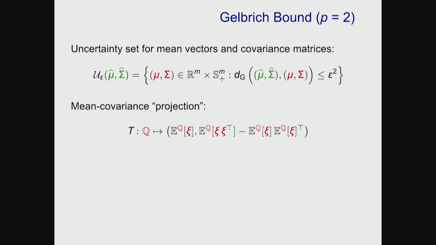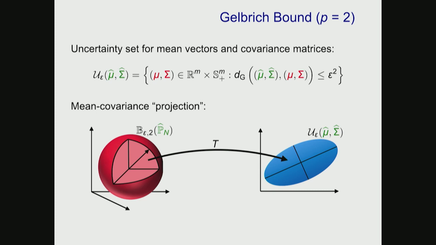So if we denote by T the mapping that transforms any distribution Q to its mean value and its covariance matrix, then Gelbrich's theorem from the previous slide implies that any distribution in the type 2 Wasserstein Ball is mapped by this mapping into the uncertainty set U epsilon. So the image of the Wasserstein Ball under this mapping is a subset of U epsilon. And as the Gelbrich bound is exact for elliptical distributions, one can actually prove that this mapping is surjective when the nominal distribution is elliptical.